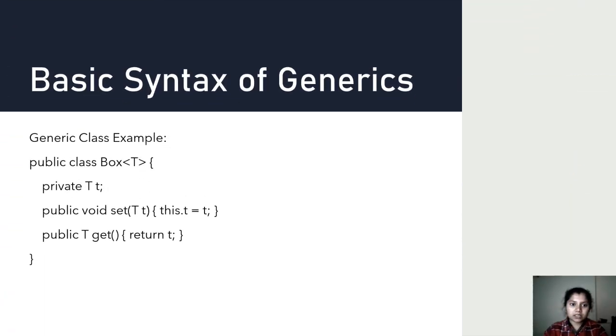Now let's see the basic syntax of generics. Here is an example of a generic class with the class name Box, and here T is a placeholder for the type that will be specified when the class is instantiated, that is, when the object of this class is created. Private T, where small t represents the variable name, and public void set, these are the set and get methods.